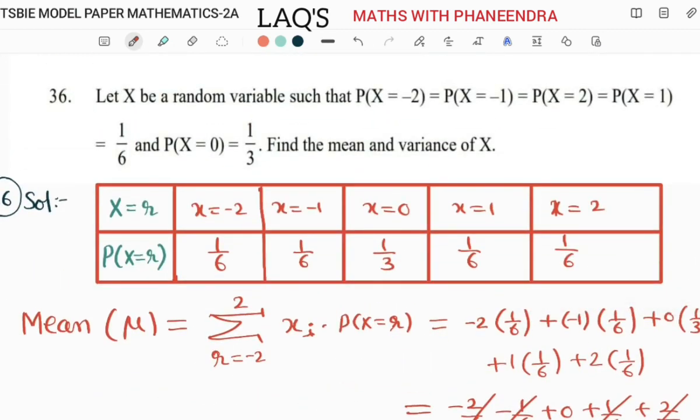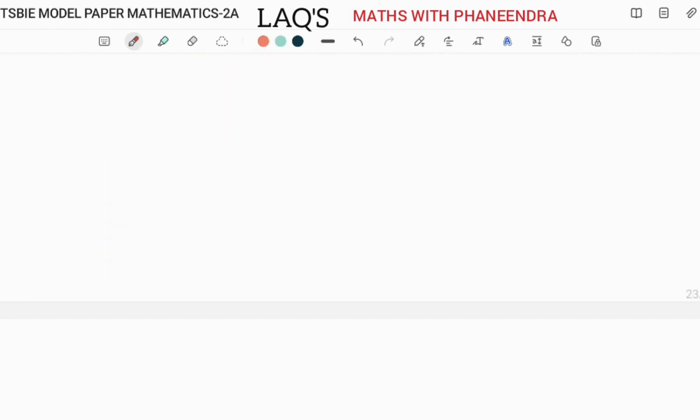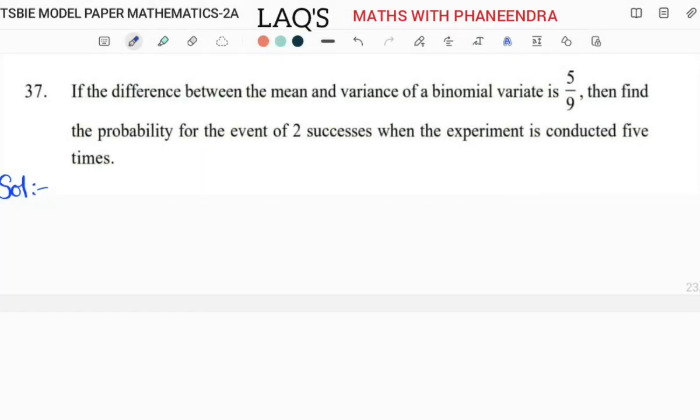We'll move on to the last question in this session and in the question paper itself. The next question: if the difference between the mean and variance of a binomial variate is 5 by 9, then find the probability for the event of 2 successes when the experiment is conducted 5 times.